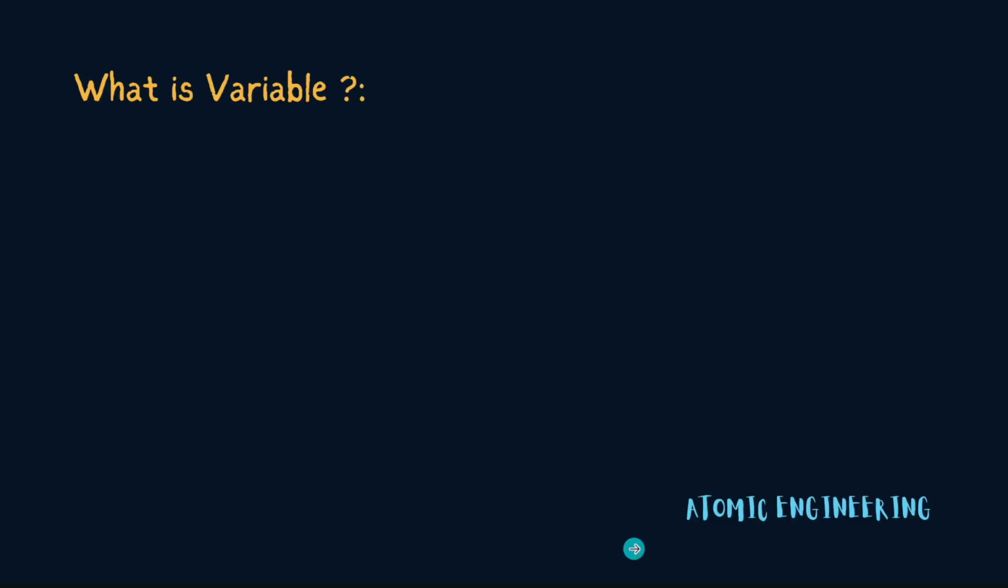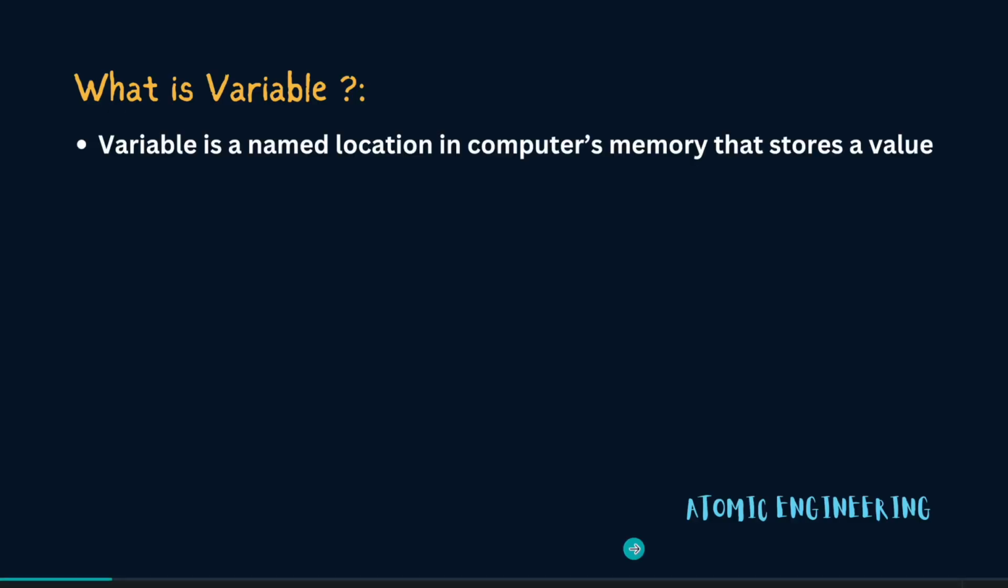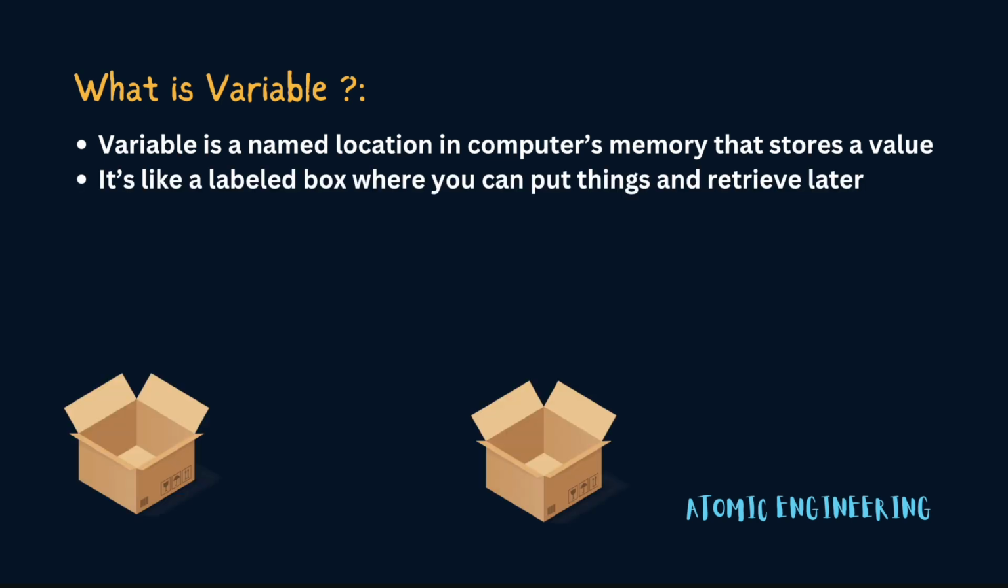Now let's get into the topic. What is a variable? In Python, a variable is a named location in the computer's memory that stores a value. It's like a labeled box where you can put things or data and retrieve them later by referring to the label or the variable name.